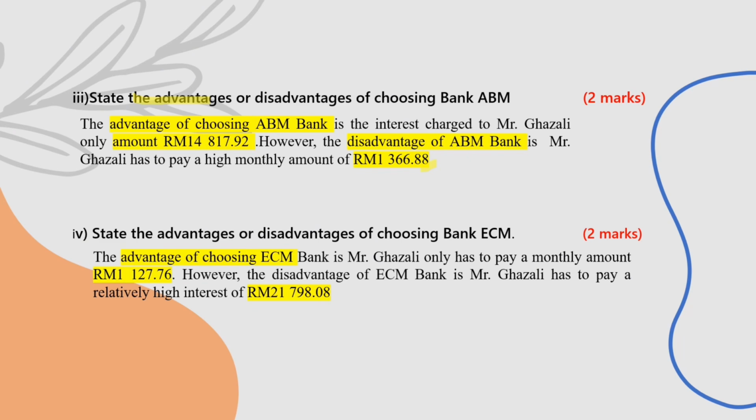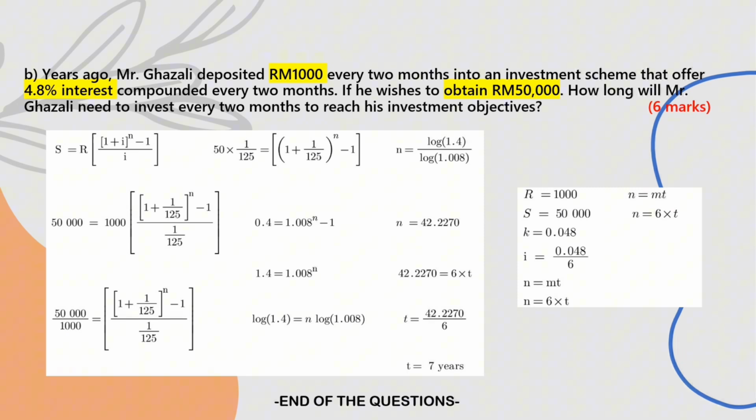The disadvantage of choosing ECM Bank is Mr. Ghazali only has to pay a monthly amount of 1,127 ringgit 76 cents. However, the disadvantage of ECM Bank is Mr. Ghazali has to pay a relatively high interest of 21,798 ringgit 80 cents.